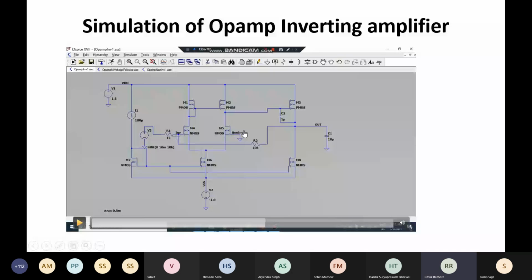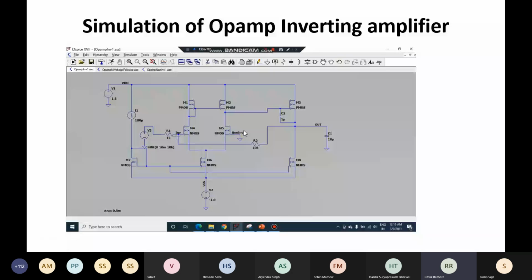So what is the theoretical gain we expect out of this amplifier in this feedback connection? It must be minus R2 by R1. That is, it must be minus 10 by 1. That is 10, right?